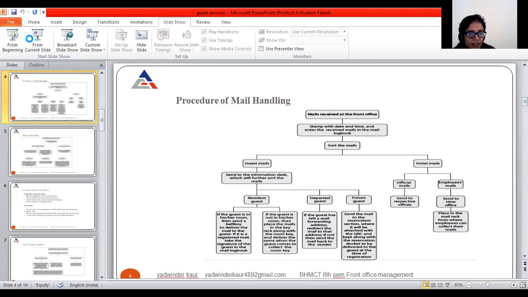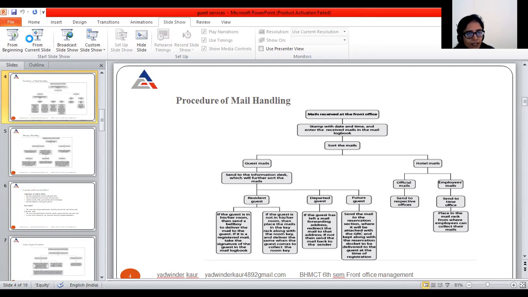If it is for a future guest, then we have to discuss about the future guest. Send the email to the reservation section. I have already told you that when a guest is coming to the hotel for a reservation, they will send the booking to us, right? So the reservation section attaches the mail with the GRC and keeps it along with the reservation docket, to be delivered to the guest at the time of registration, right?